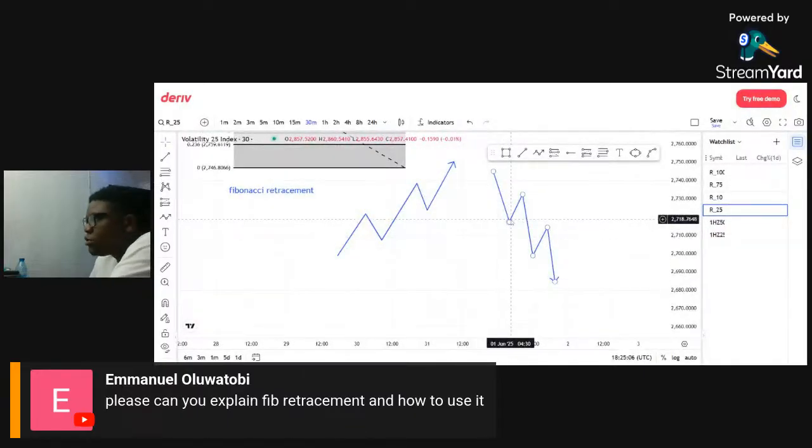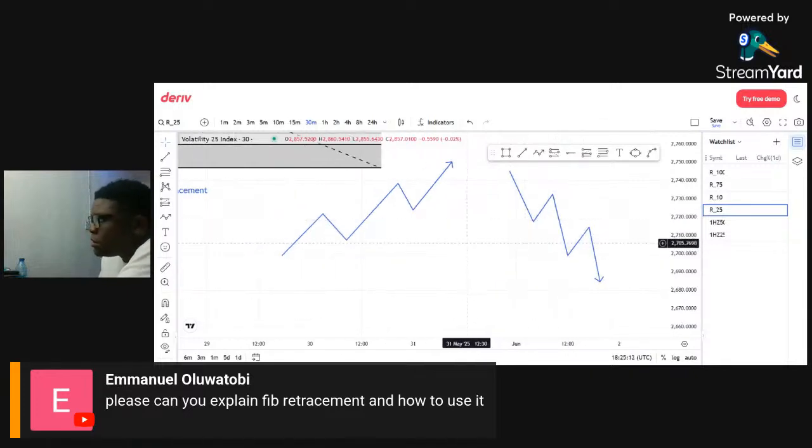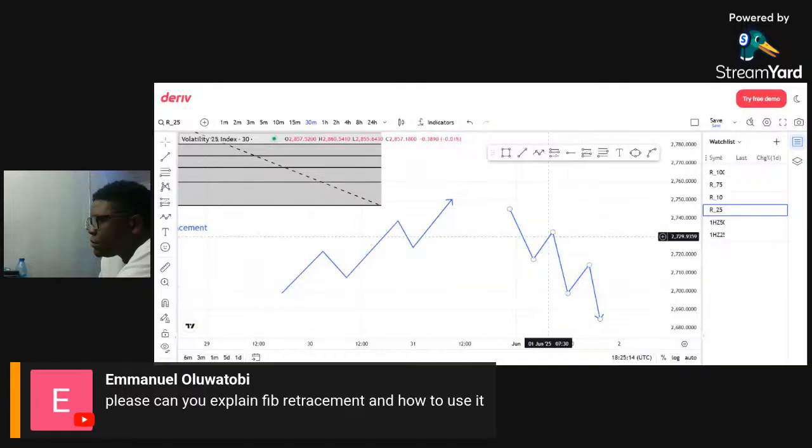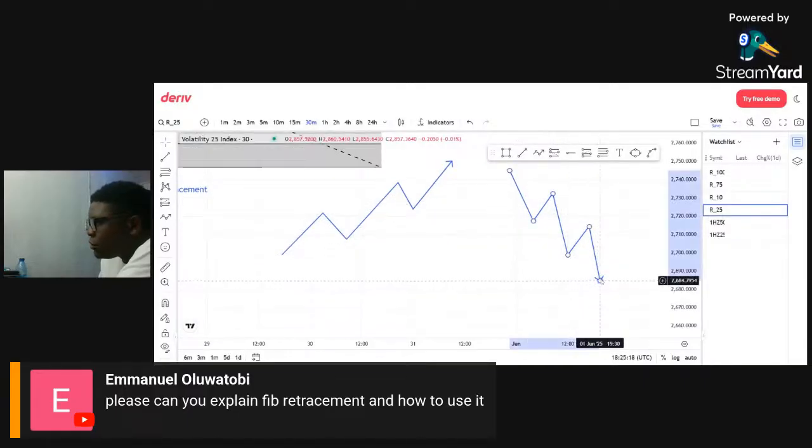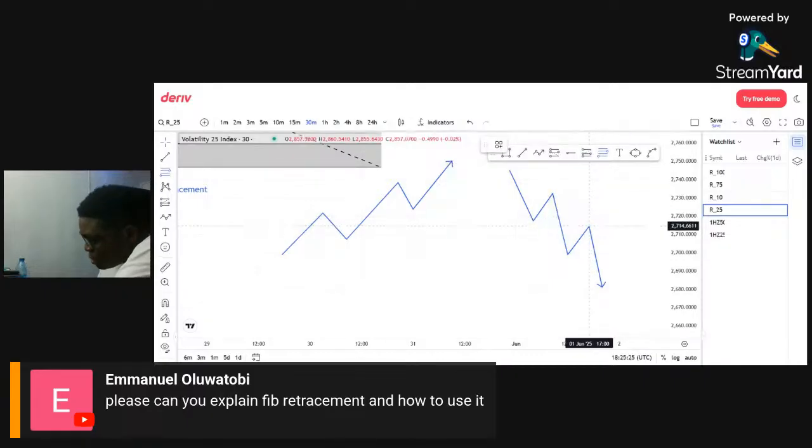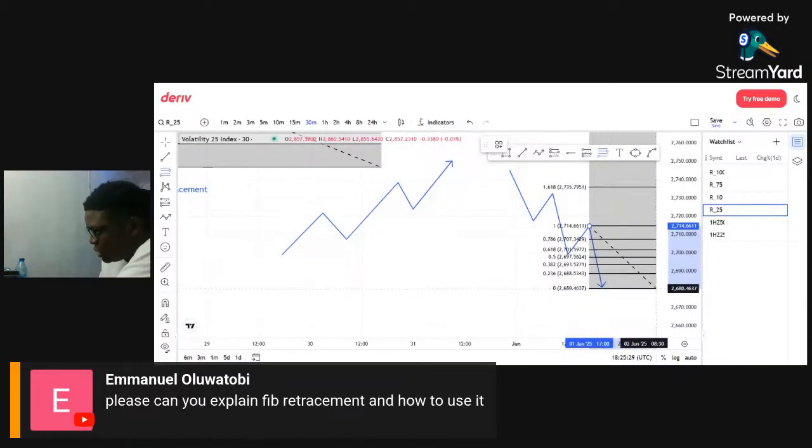Then how to use the Fibonacci tool? Like I said, it is used to determine the retracement where price will get to before it continues moving. Let's take for example, this is a downtrend, right? This thing I see here is a downtrend. So I want to know the retracement of this move before the impulse. I'll pick this retracement, draw it, extend it down to here.